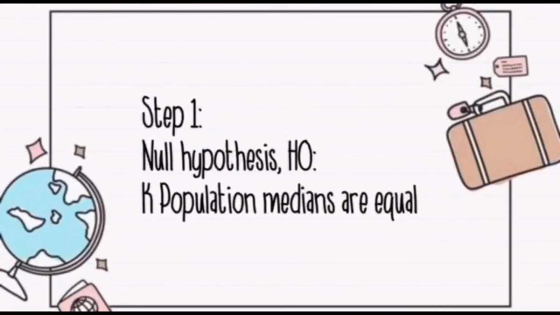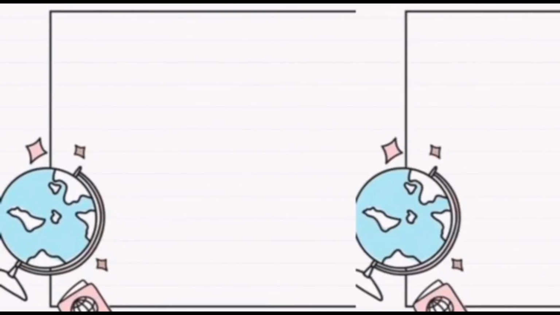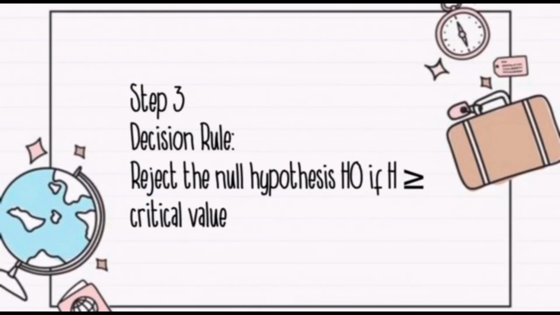Now, I will explain step by step how to use the Kruskal-Wallis Test. You must know that the Kruskal-Wallis Test is used to compare a continuous outcome in more than 2 independent samples. Step 1. You state the hypothesis testing, which is the null hypothesis H0, K population medians are equal. Step 2. You calculate the test statistic by using the formula. Step 3. You state the decision rule, which is reject the null hypothesis H0 if the value of H is greater than or equal to the critical value.